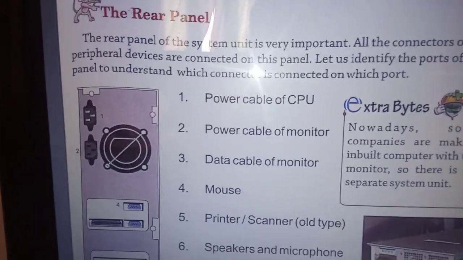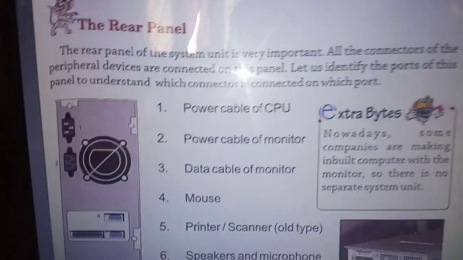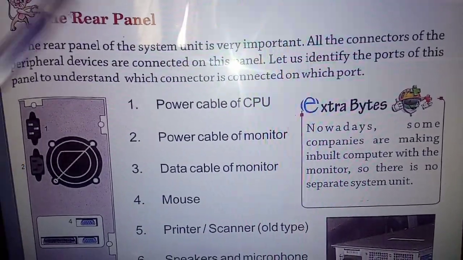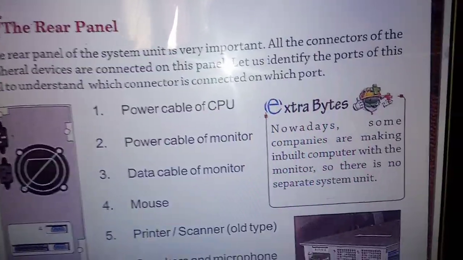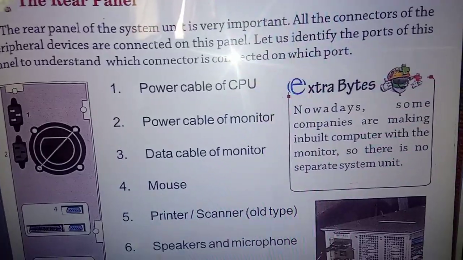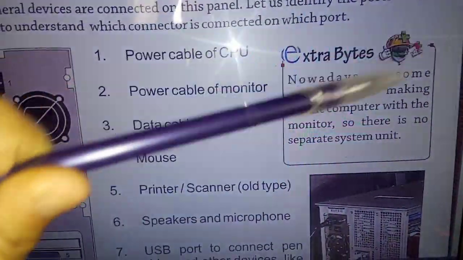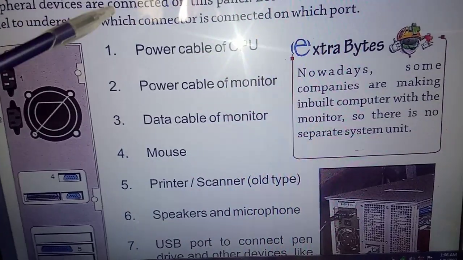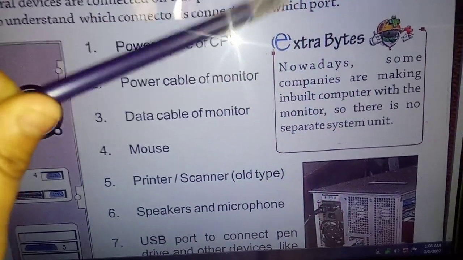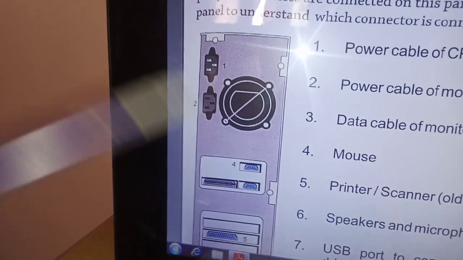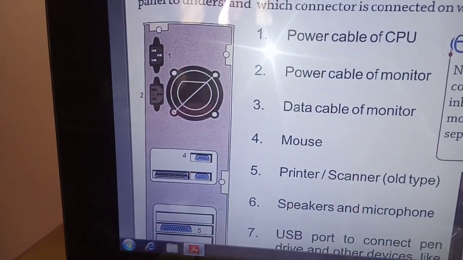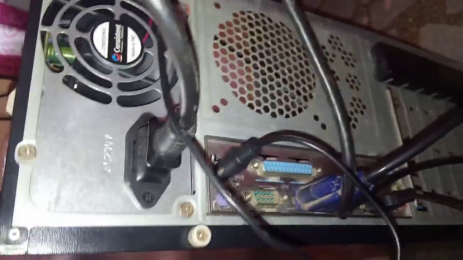Our next topic is the rear panel. The rear panel of the system unit is very important. All the connectors of the Apple device are connected on this panel. Let us identify the ports of this panel to understand which connector is connected on which port. This is the rear panel of the CPU.